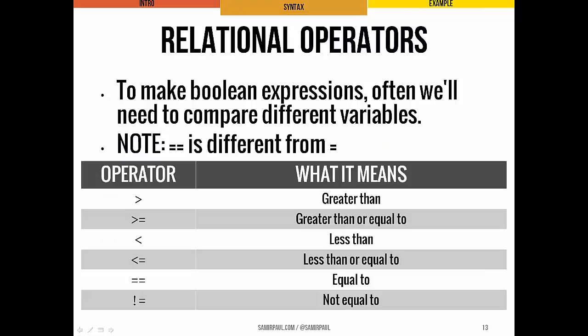Now we used these relational operators there before. There's a couple other ones that we didn't see. First we have greater than or equal to, less than or equal to. We also have equal to and not equal to.